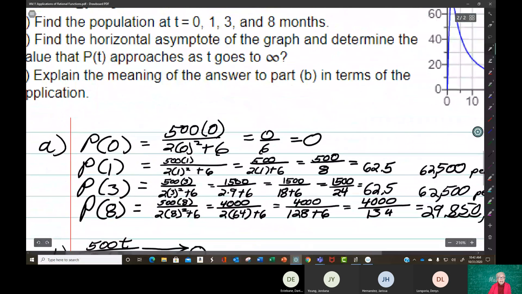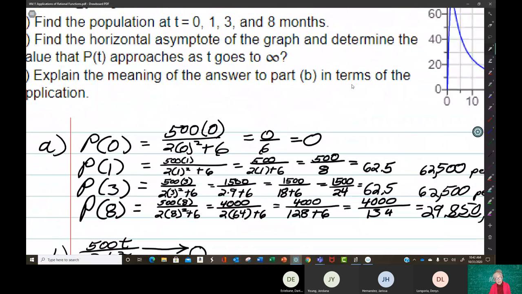So let's see, C, explain the meaning of the answer. Well, that was the meaning of the answer. Really close to zero.